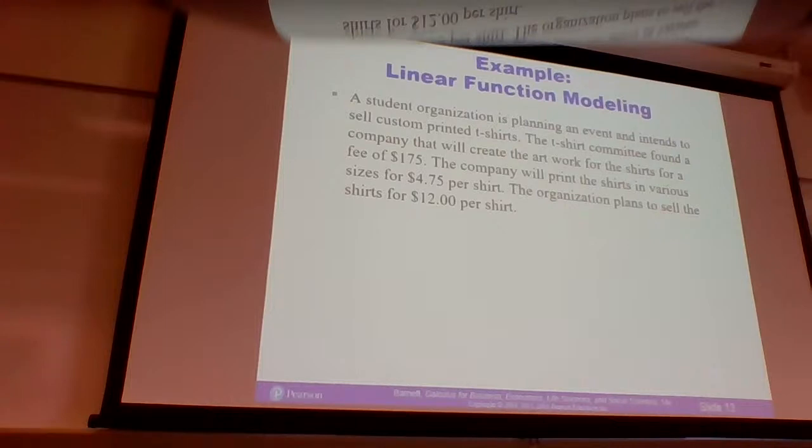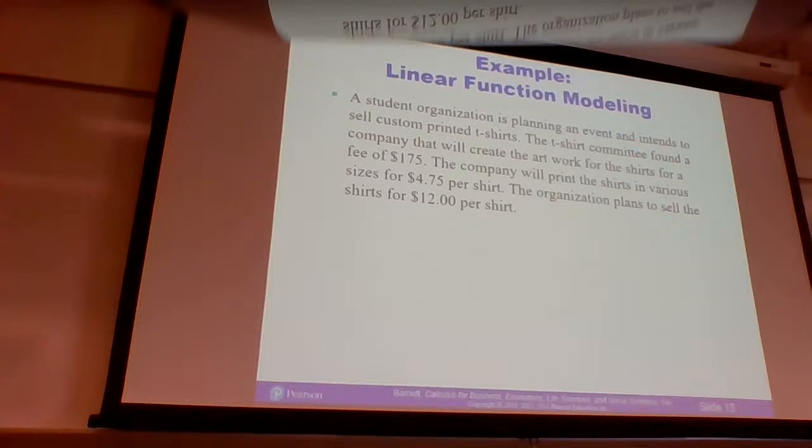So if I told you a student organization is planning an event and intends to sell custom printed t-shirts, the t-shirt committee found a company that will create the artwork for a fee of $175. The company will print the shirts for different sizes for $4.75 per shirt, and the organization plans to sell shirts for $12 per shirt. We kind of went over this last time. I want you to write down what is the cost function, C of X, and what's the revenue function, R of X. Given that information, write down the cost function, write down the revenue function.